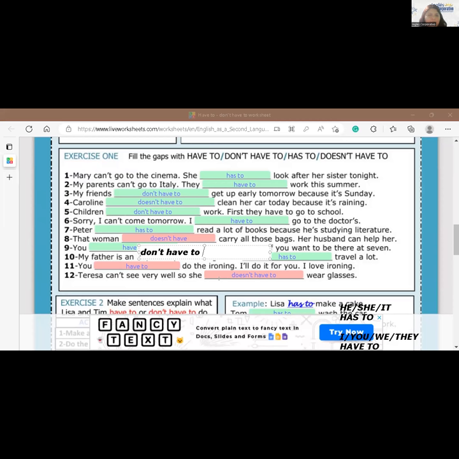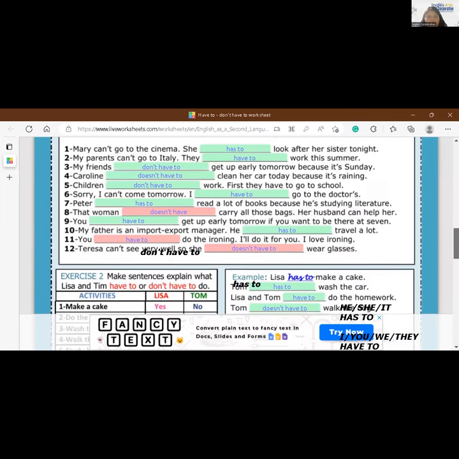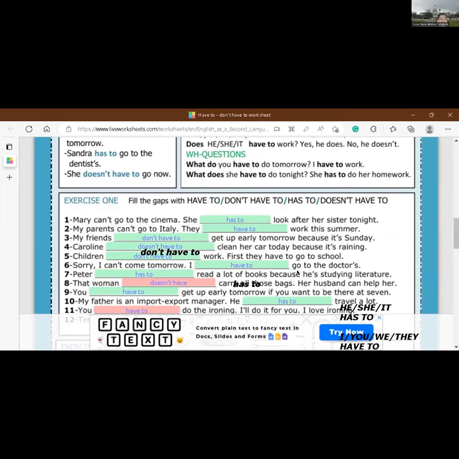Teresa can see very well. So she? Teresa can be, has to. So she has to wear glasses. She can't see. No puede ver muy bien. Así que tiene que usar glasses. So she has to wear glasses. Okay, so I think that's all that we have in this one. So we got a 9, so I have to improve that. Thank you guys. Send me that.